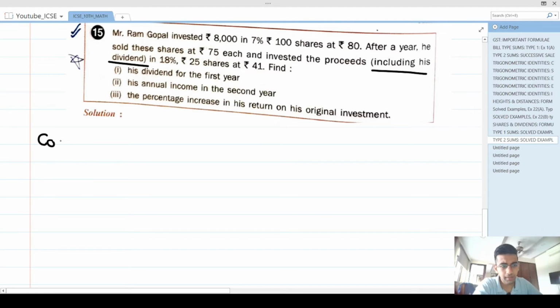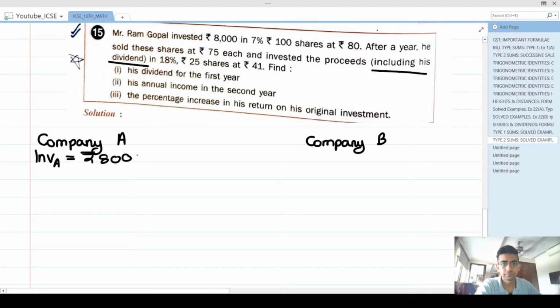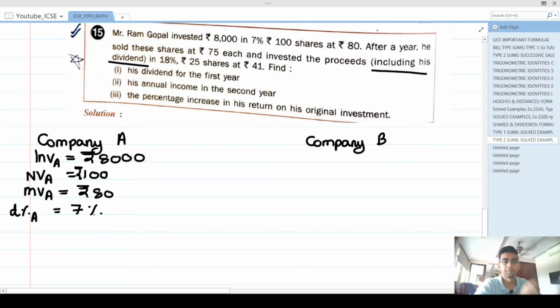Okay, so again there are two companies we're dealing with, company A and company B. This is when he reinvests his profits. So his first investment A was rupees 8,000. NVA is 100, share of rupees 100. MVA is 80. And dividend percent of A is 7%.